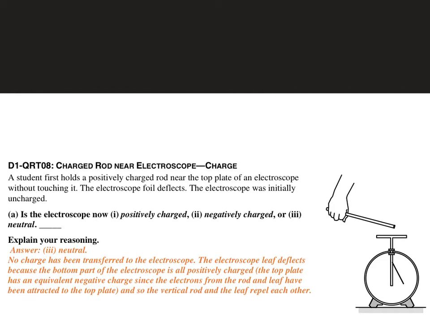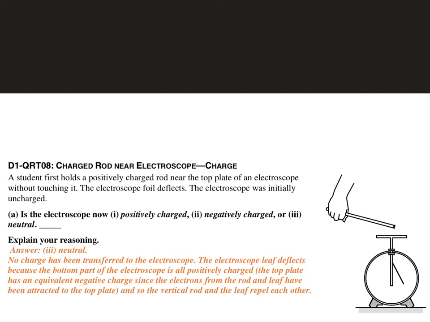The charge on the inside of the electroscope is different because of the distribution. I have an electron deficiency inside where the leaf is, meaning I get the effect of like charges repelling, but I did not change the net charge. Therefore, the charge on the electroscope is still neutral, the electroscope as a whole thing.